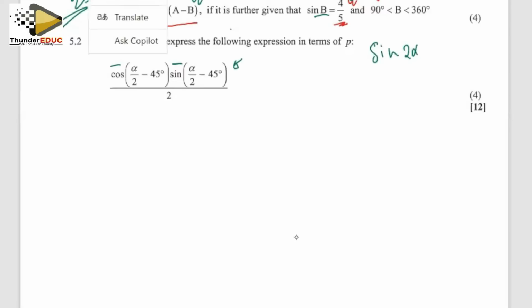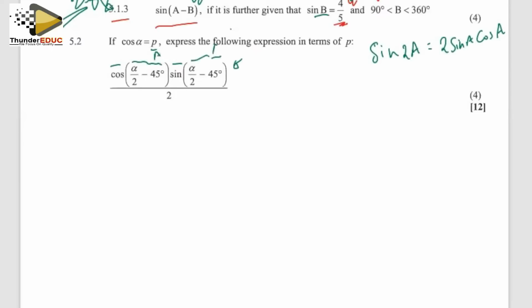No, let me not use alpha because I'll end up confusing people. I'll say sine 2a, which is given as 2 sine a cos a. I'm going to take this entire bracket to represent my a. So I have my cos and then my sine. What am I shorting with? I'm shorting with this 2. So divide both sides by 2, eliminate that 2, which means that this sine a cos a is equivalent to a half sine of 2a, okay?